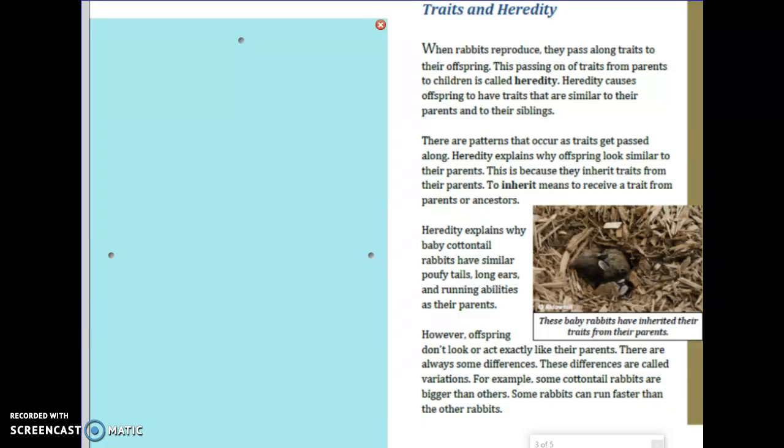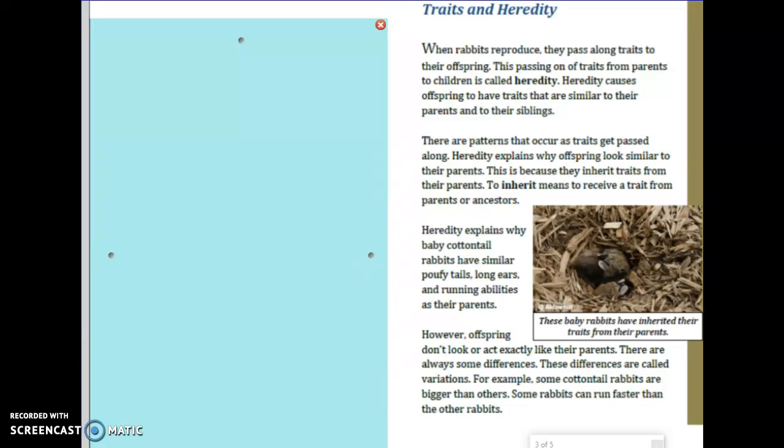Heredity explains why offspring look similar to their parents. This is because they inherit traits from their parents. To inherit means to receive a trait from parents or ancestors. Heredity explains why baby cottontail rabbits have similar poofy tails, long ears, and running abilities as their parents.